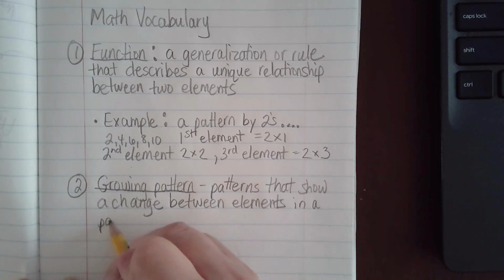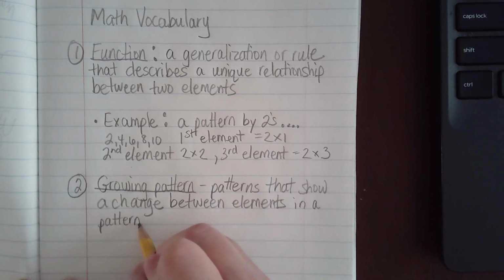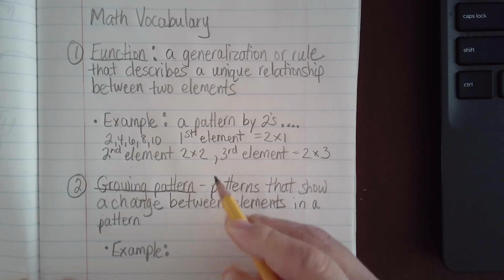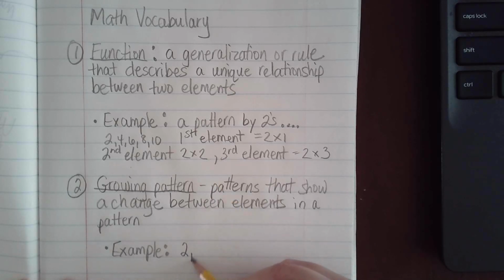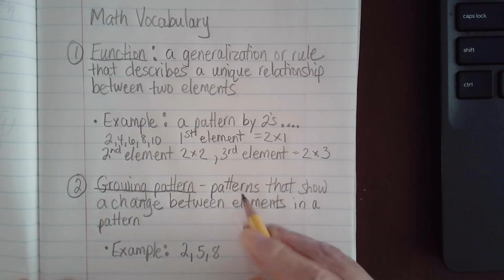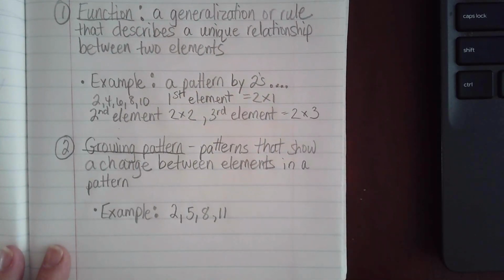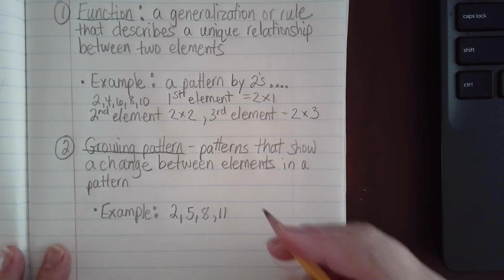And you might be thinking, well, that's a lot of vocabulary there within that definition. What exactly do you mean? Well, here is an example. If you have a pattern that looks like this, it is a growing pattern. 2, 5, 8, 11. So what is happening, my friends, in that pattern is that it is growing by 3.